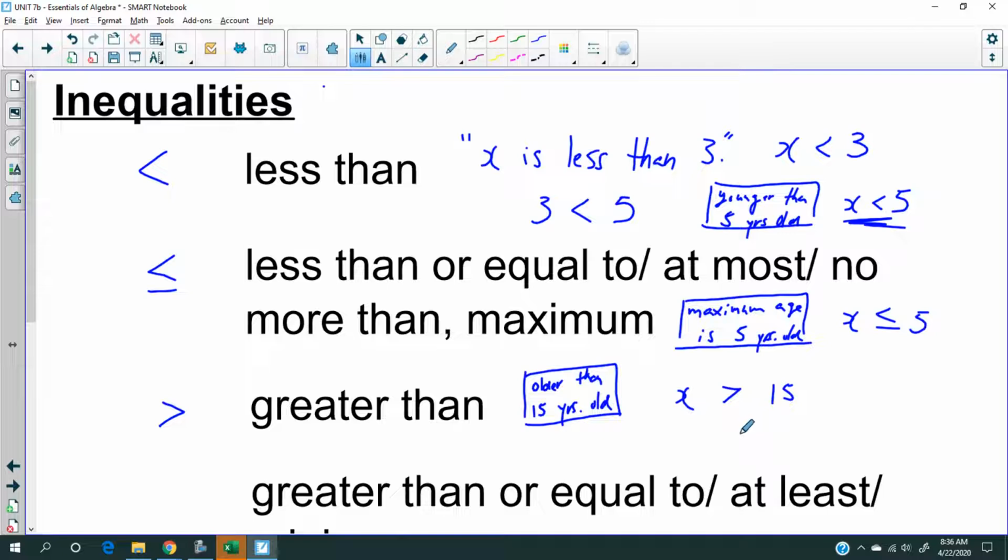So if you're 14, can you do it? No. If you're 15, can you ride the Cyclone? No, you have to be older than 15. You guys got that? So 13 is no good, 12 is no good, 11 years old is no good.